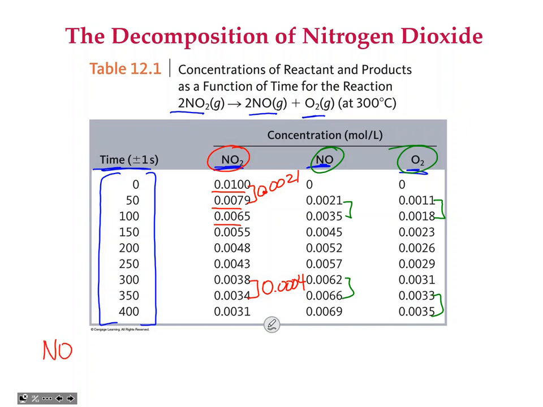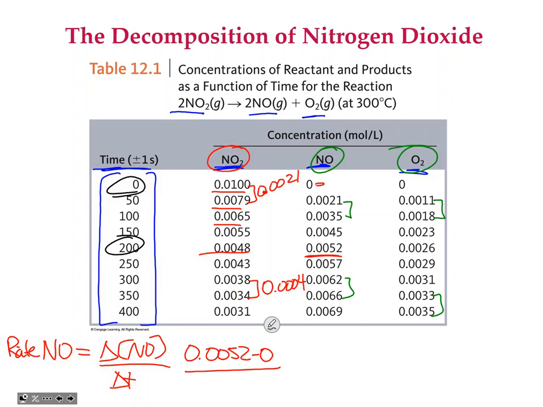But if I'm looking at NO, and I want to do the change in concentration of NO over the change in time to get that rate, and just say, for this purpose, I'm going to do 0 to 200. So if I'm doing 0 to 200, that's going to be, oh, wrong one. I need NO. I'm in the wrong category here. NO is right here. 0.0052 minus the 0, starting at the top there, and that's at 200 seconds minus 0. So what I get for this particular rate is 2.6 times 10 to the minus 5 molar per second. That's the rate for the nitrogen monoxide.